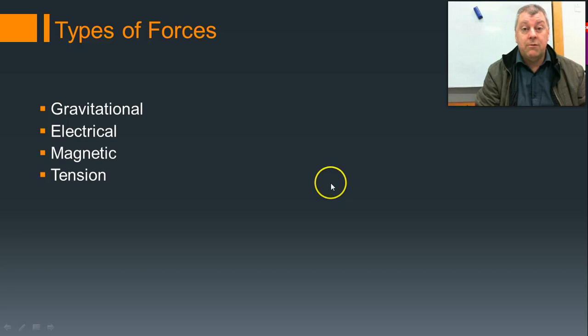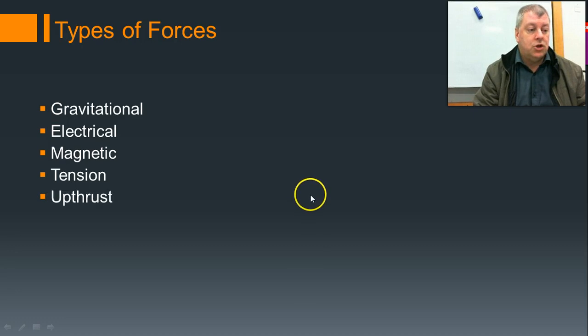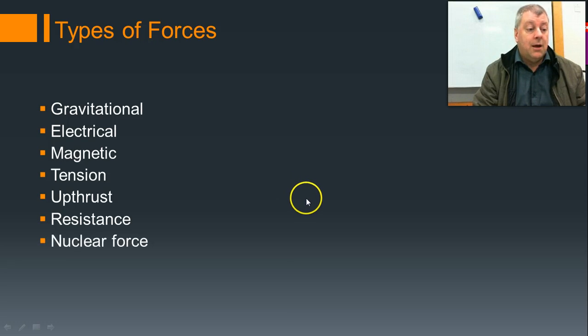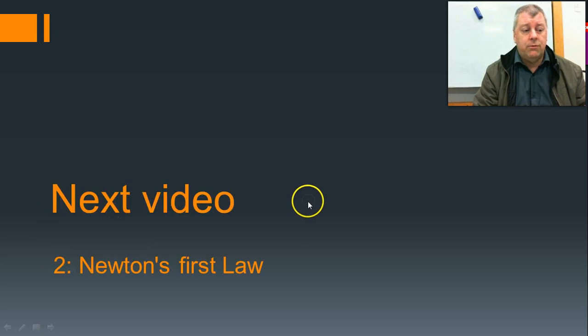Tension is a force, so if you pull back on a rubber band or an arrow, a bow rather, you get tension. Upthrust is a force, that's what keeps planes in the air. Resistance is a force, so air resistance or all sorts of different types of resistances. And there's a thing called the nuclear force as well, which holds atoms together. And this is just a short list. There's multiple different types of forces out there. Friction is also a force.